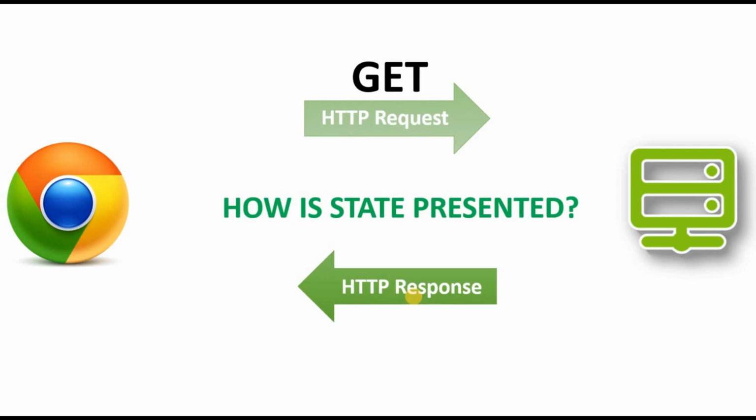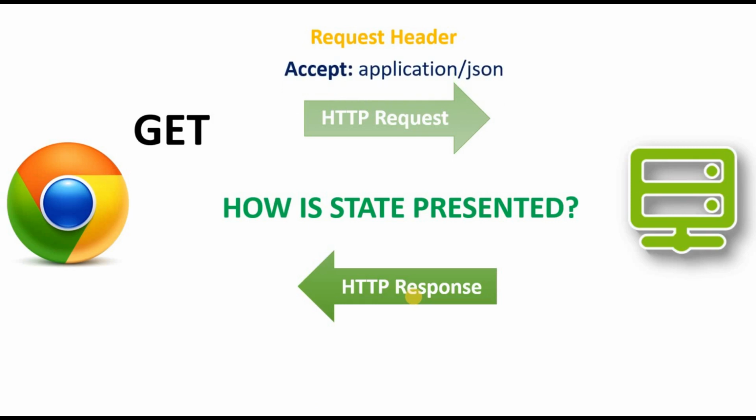Wait a minute, but then how do you specify the type of resource that you would want to receive from the server? Let's take a look at that. Normally, you use what we call headers. When you're sending a request, you normally send a request header. In the request header, you specify the type of resource that you would want to get from the server. In this case, I'm saying JSON, application/JSON. It could be XML.